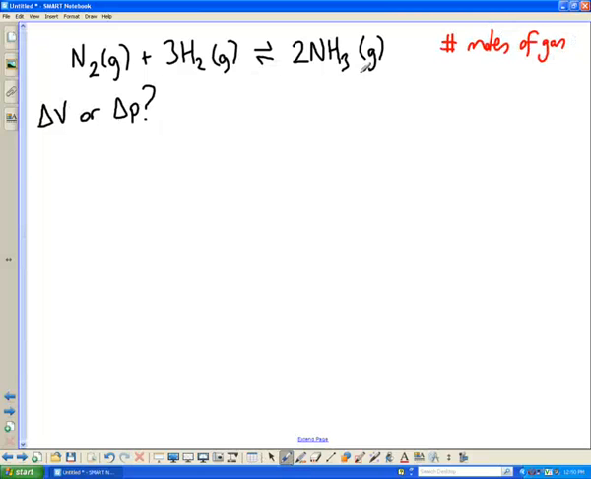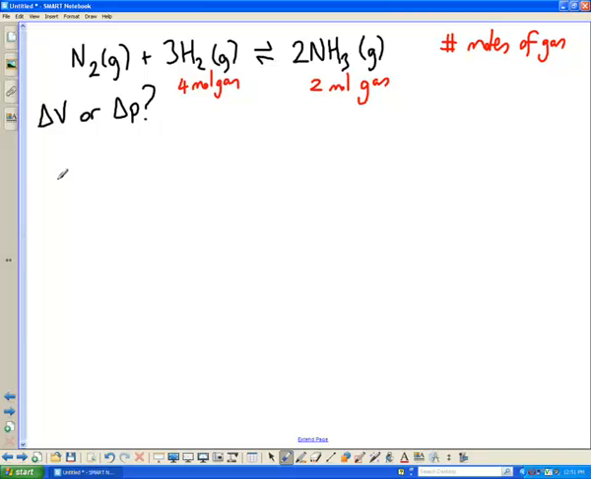Number of moles of gas. So here I've got 2 moles of gas on the product side. I've got 3 moles of hydrogen, 1 mole of nitrogen, both are gases, so I've got 4 moles of gas here. So 4 moles of gas, 2 moles of gas. Alright? So that means my reactants have more moles of gas than my products do.